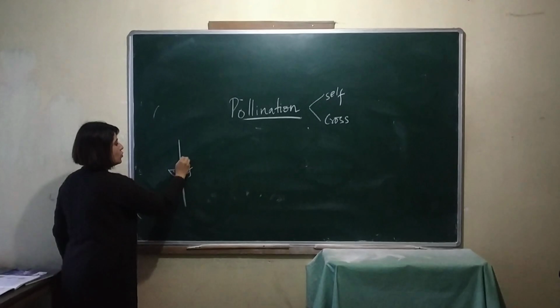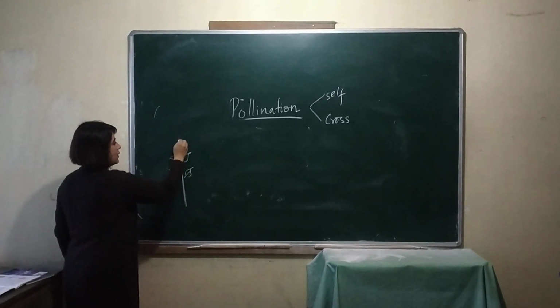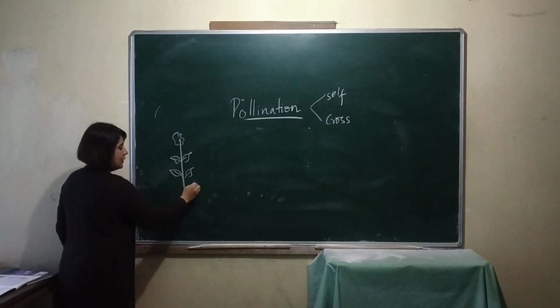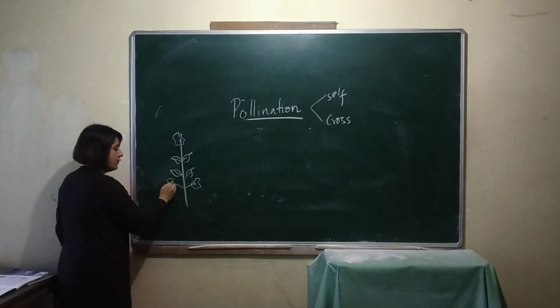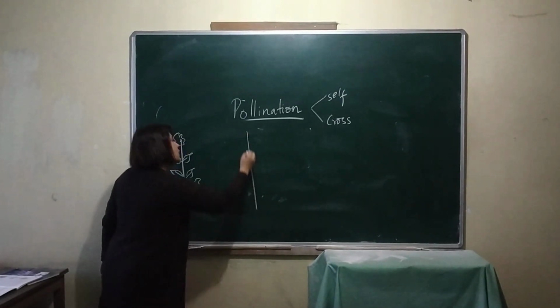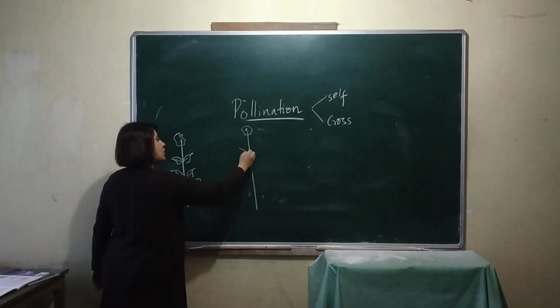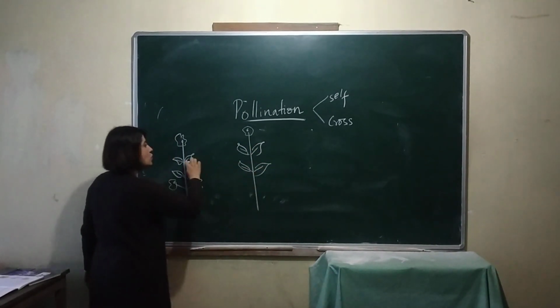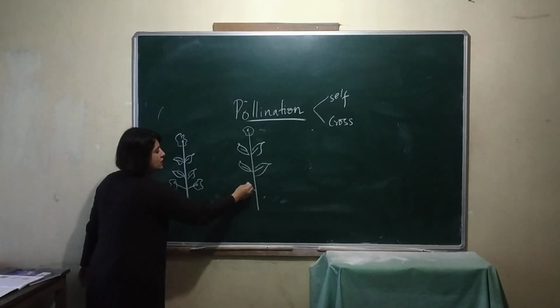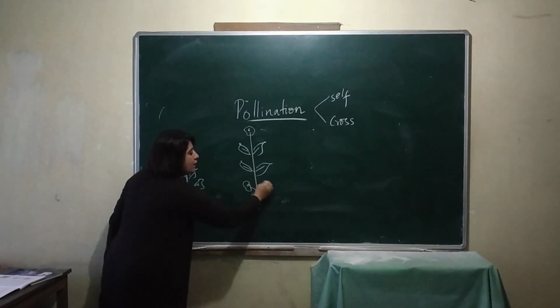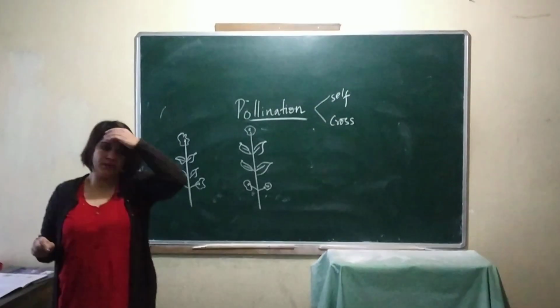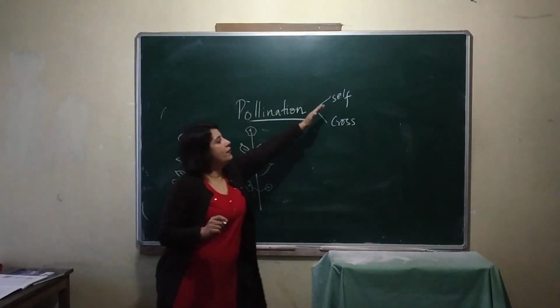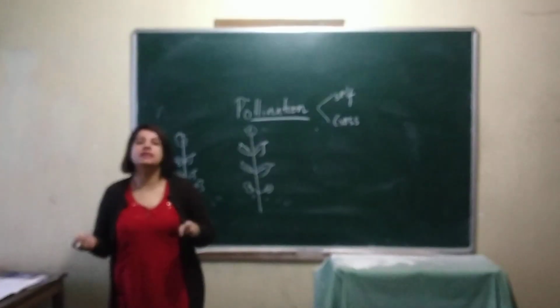So suppose this is one plant and there's a flower here, and there is another flower here, another flower here, and another plant of the same type. So suppose this is rose, this is also rose. That means we are taking flowers of the same type. Now first, self-pollination, from the word itself, self.